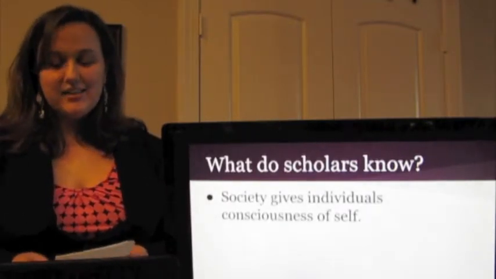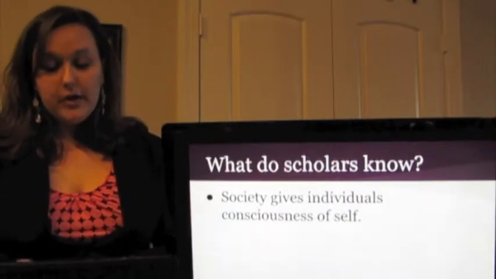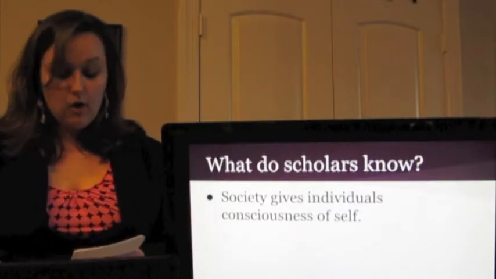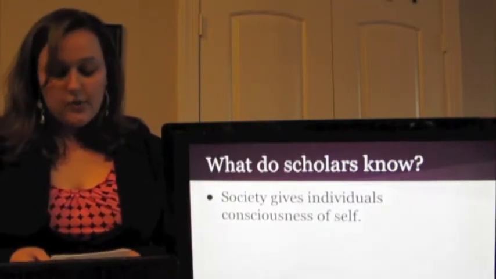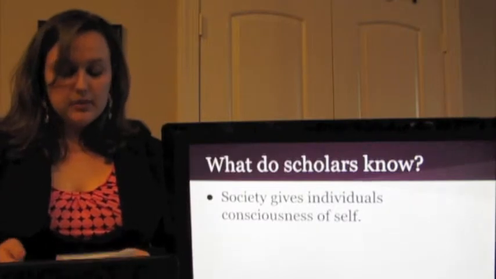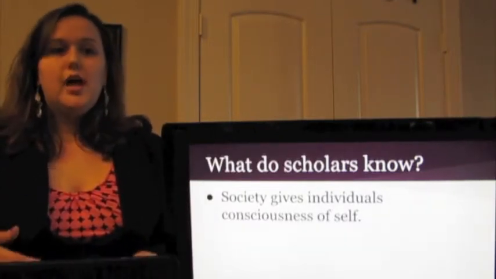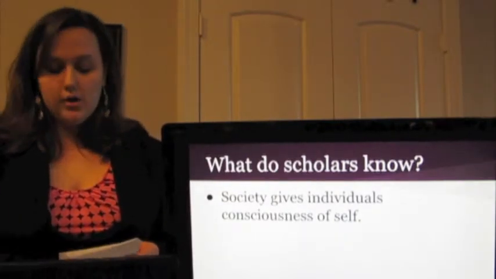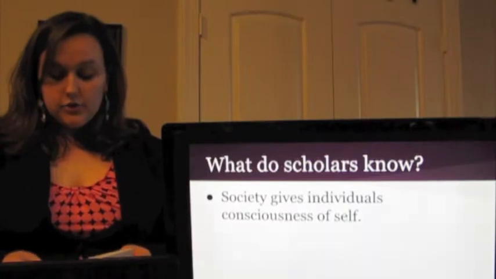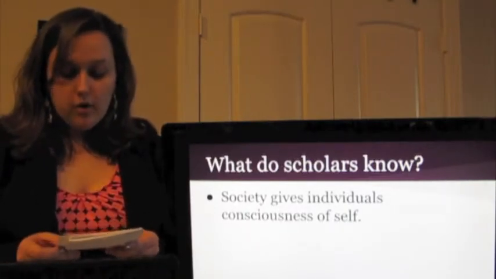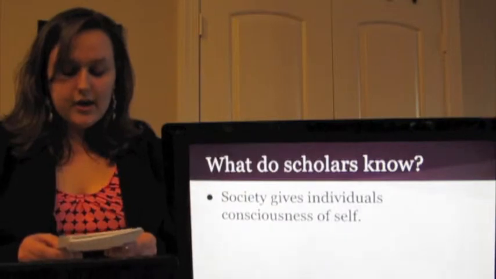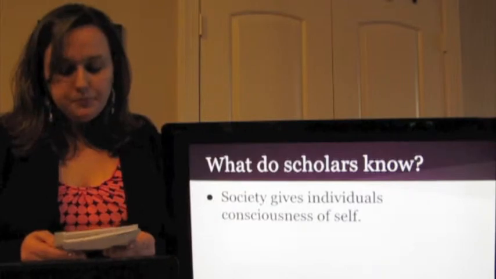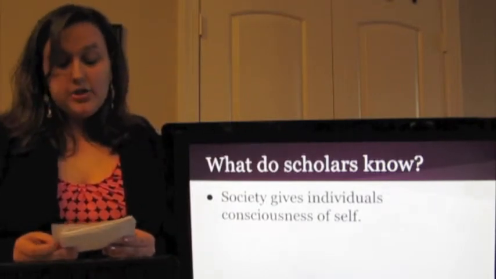So, next, what do scholars already know about this theory? First of all, society gives individuals consciousness of self. Symbolic interactionism focuses on the relationship between people and society, and through this interaction is how we become aware of who we are, or how we develop our consciousness of the self. Again, according to Chris Frankovich, Mead argues that all forms exist in a social context that gives birth to individuality, specialization of function, and eventually for humans, consciousness and selfhood.